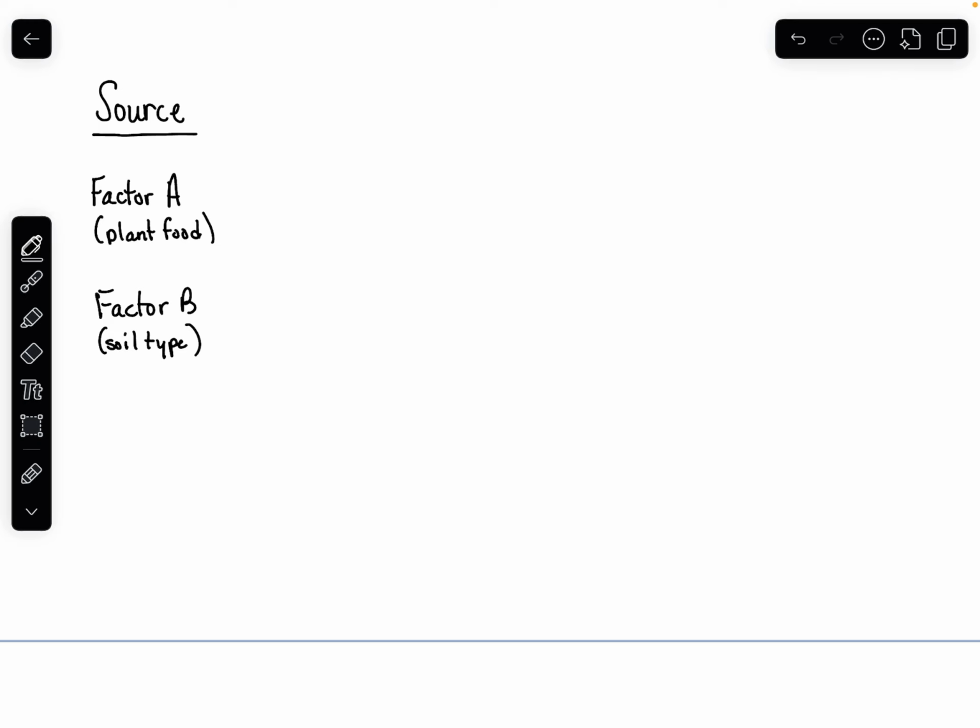You then have the interaction, which is usually written as A cross B, A×B. This is the interaction between the 2 factors. And then lastly, we have within. This is referred to often as the error. For each of these, we need a sum of squares.